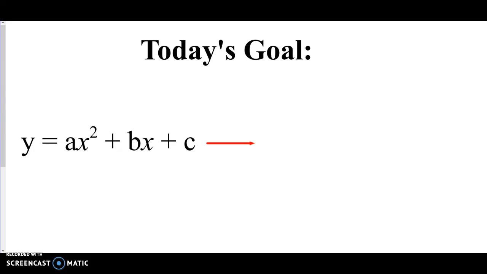Alright, you guys, so for our goal today, we need to take, what kind of form is this? Quadratic. It's standard form of a quadratic, and we need to turn it into, write this down. This is the entire point of the next 15 minutes. We need to take standard form, and we need to learn how to turn it into vertex form, because vertex form is much easier to graph.